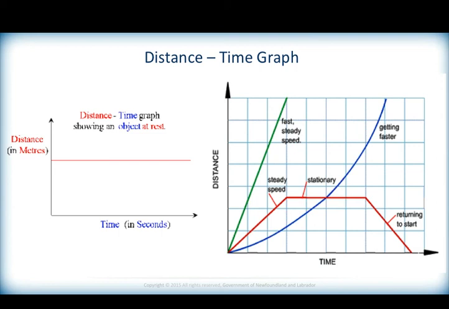And when you return to start, you're decreasing in your distance, and you're going back maybe to the start. Or you can look at something like the green line, something that's going to be fast and a steady speed, or something that's gradually getting faster as it goes along. Maybe you're going for a walk and then you change into a run, so something's getting faster.